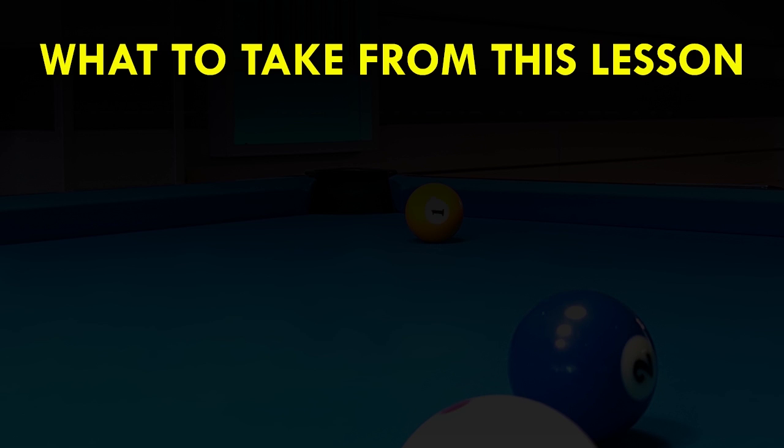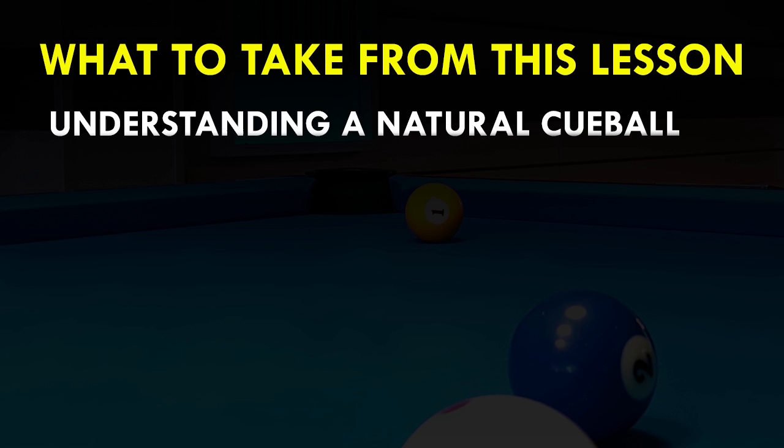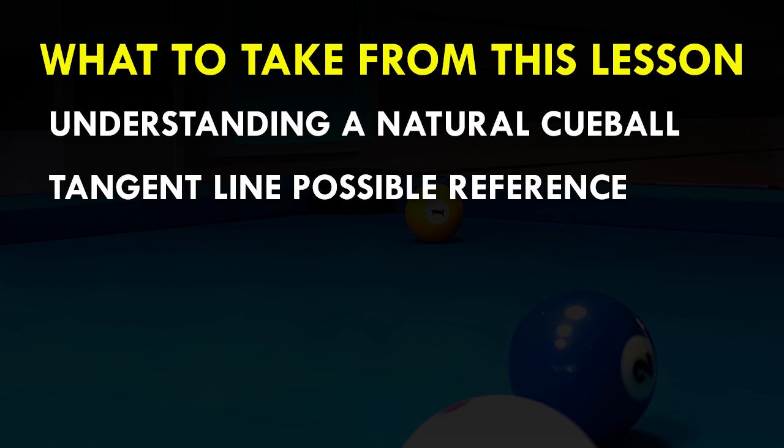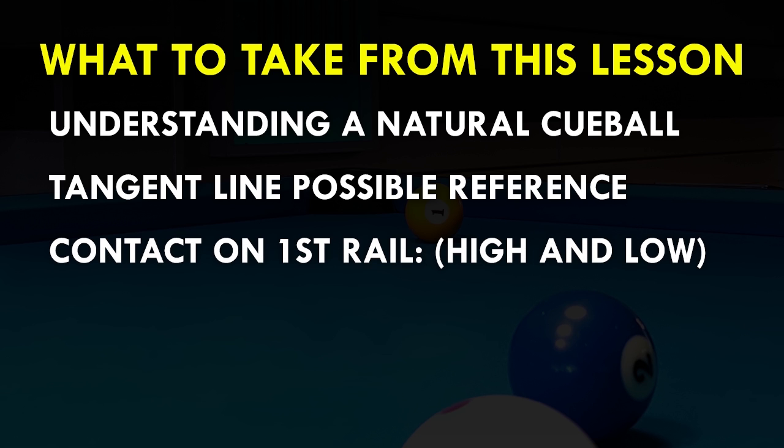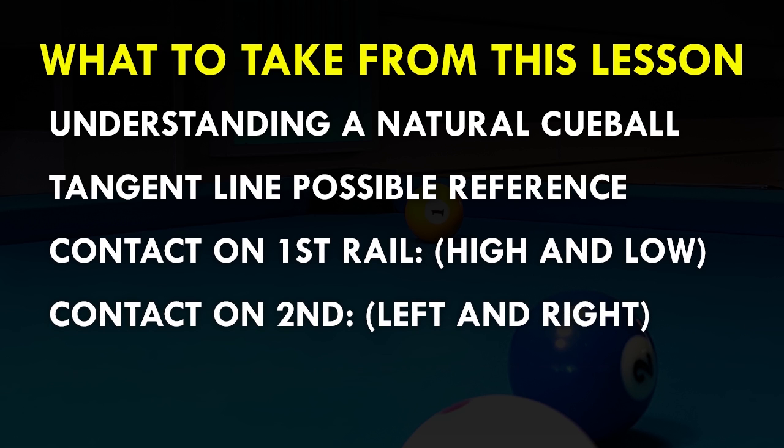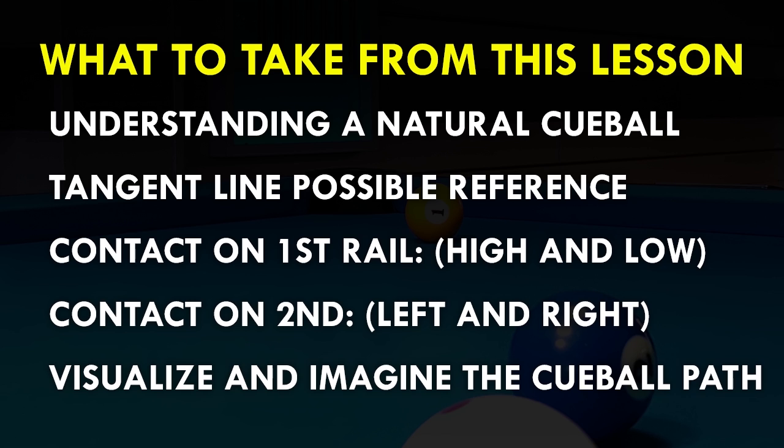So let's summarize real quick. In order to play position shots, you have to know where the cue ball travels naturally. You can also use the tangent line as a reference and then change the tangent line by hitting high or low. Determine the contact point on the first rail and the contact point on the second rail. After that, it's only a matter of speed. You have to have a good imagination and understanding of the cue ball.